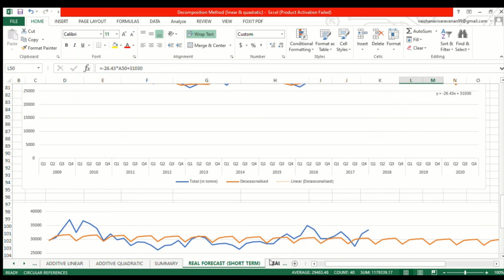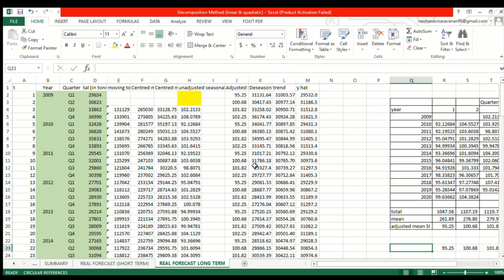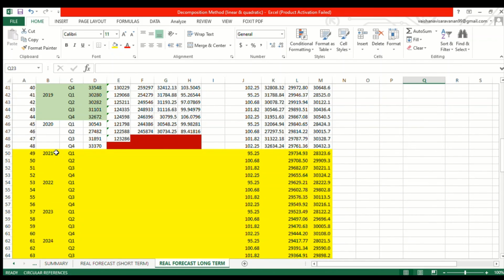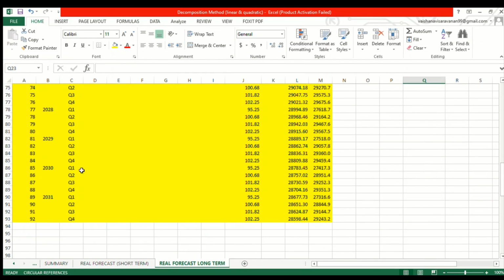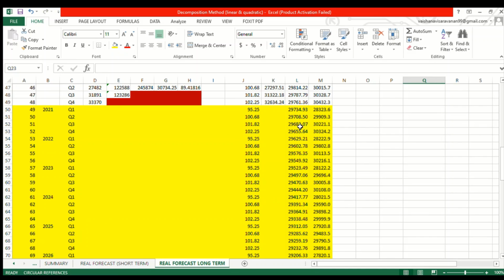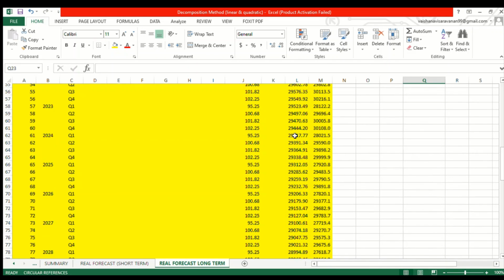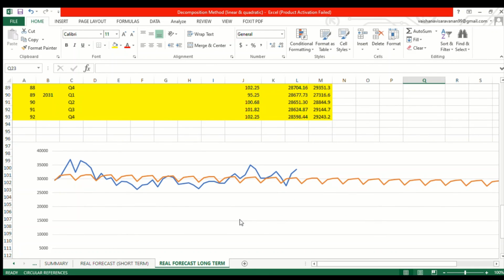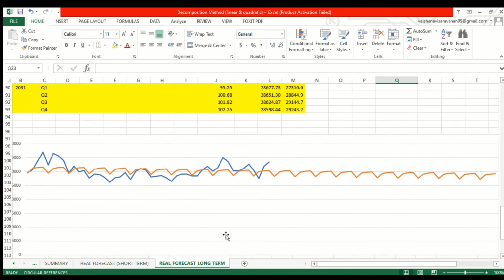As for the long term, the same thing happens, but we entered our years from 2021 till 2031. As what we did for the short term, we drag the same formula from 2020 quarter 4 till 2031 quarter 4. And this is the plot graph that we obtained from our forecast.